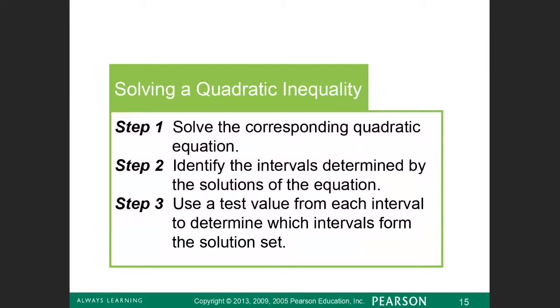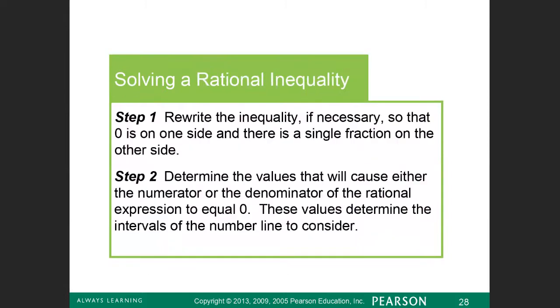Okay, next we're going to a rational inequality. So this is the last part of this inequalities. So this is solving a rational inequality. Step one, rewrite the inequality if necessary so that 0 is on one side and there is a single fraction on the other side. So think about it. The key thing here is a single fraction on one side. So if you don't have a single fraction, you have multiple. You have other terms like a whole number. Then you have to get rid of that to make it a single fraction.